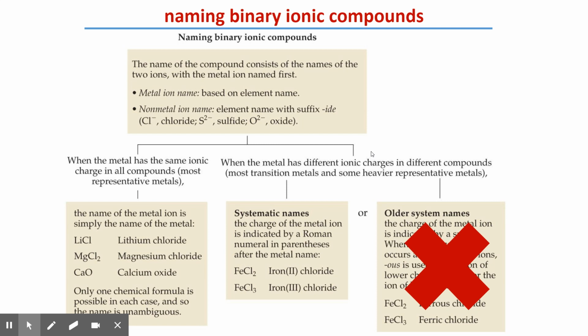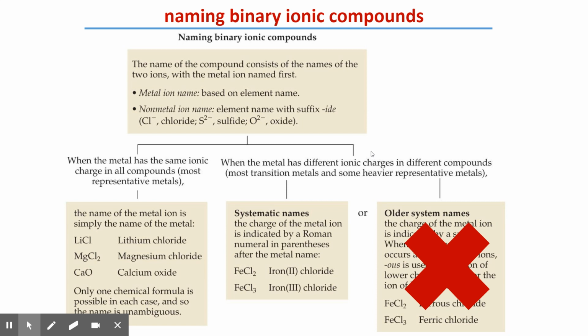Now, sometimes they're going to give you the charge. Easy enough, right? You guys know how to do that. Sometimes they might give you the formula and you have to figure out the charge. Or other times they're going to give you the name. So remembering that transition metals are using the Roman numeral to indicate what charge the ion has.